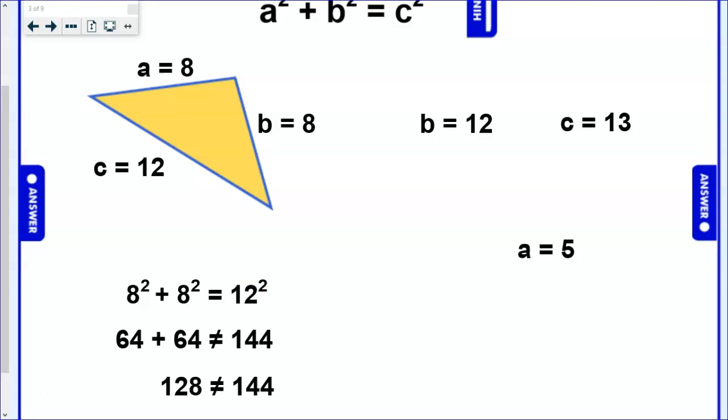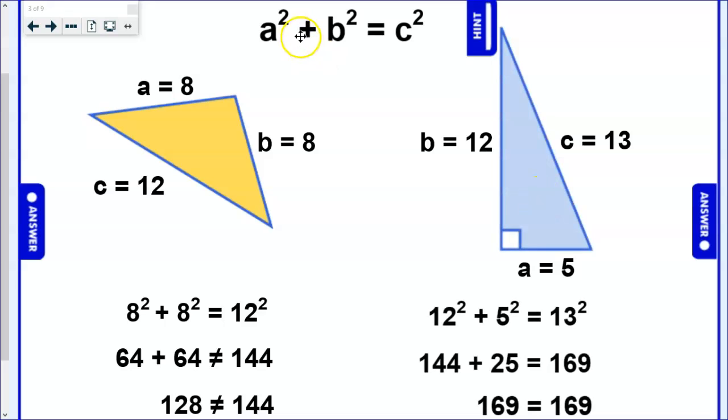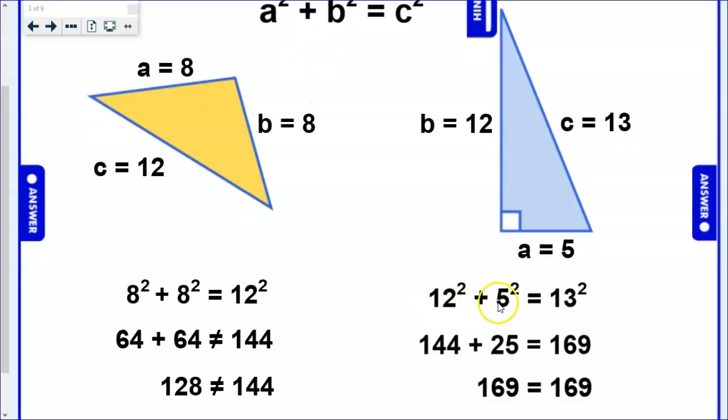All right, then I take my sides, 8 squared plus 8 squared equals 12 squared. And then I prove if the left side equals the right side. In this case, it does not. So that is not a right triangle or a Pythagorean triple. And here, same thing. Write that formula, please. Plug in the numbers. And this one is indeed a right triangle. Okay, just a little review.